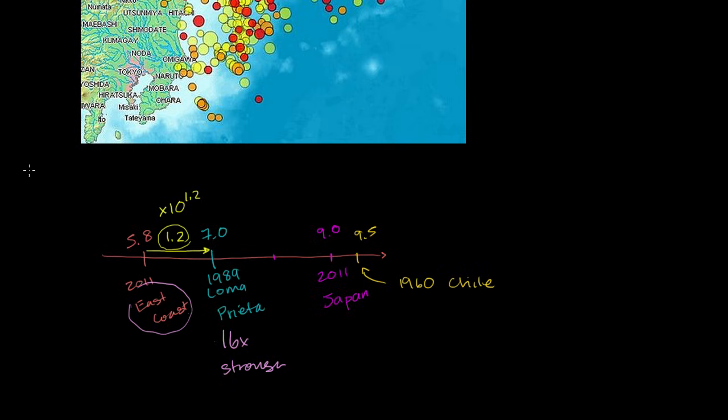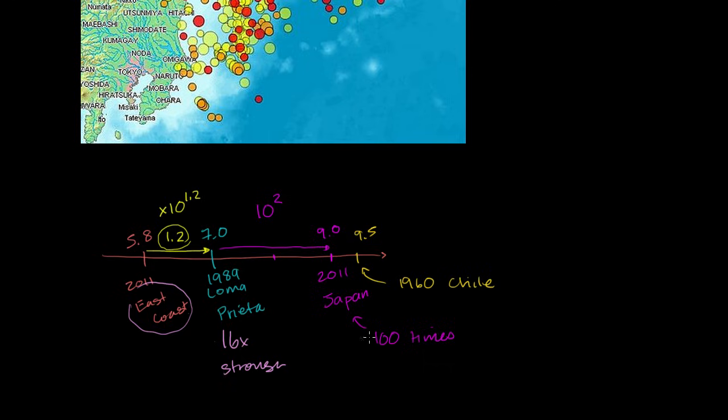Now let's think about the Japanese earthquake. We could think about how much stronger it was than Loma Prieta. So remember, this isn't just 2 times stronger. It is 10 to the second times stronger. And we know how to figure that out. 10 to the second power is 100. So cars were jumping up and down at the Loma Prieta earthquake. The Japanese earthquake was 100 times stronger than Loma Prieta.